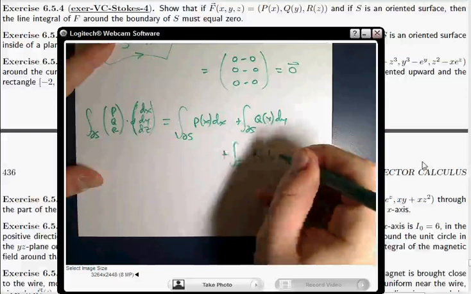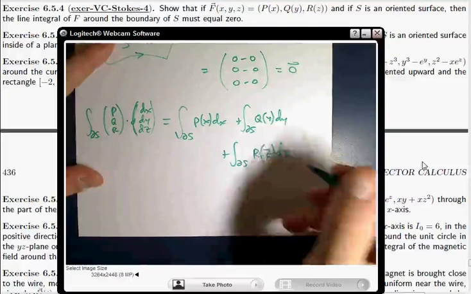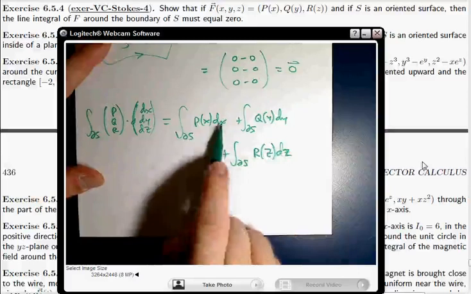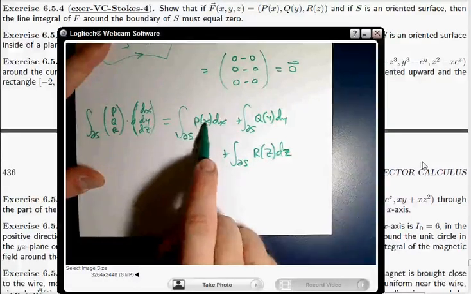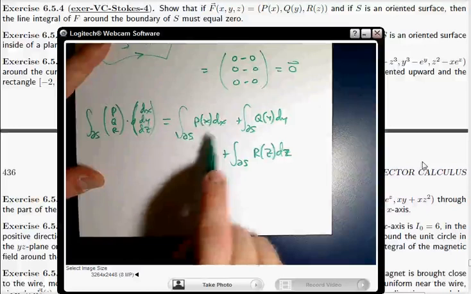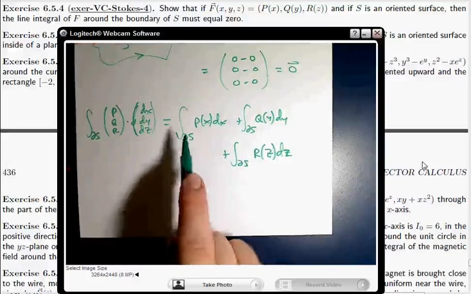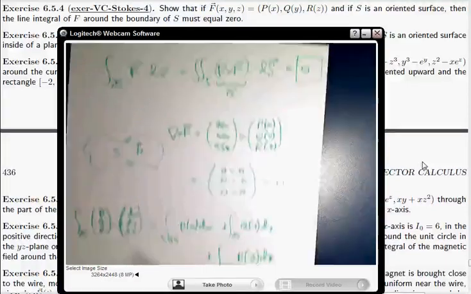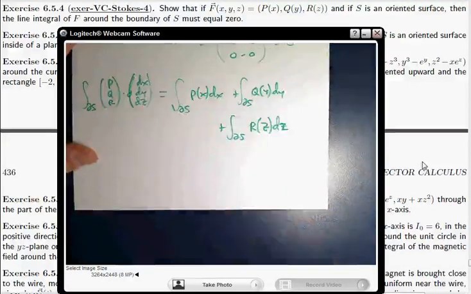R of z dz. And we've already seen in the Green's theorem section that integrals that look like this, integrals dx, where the integrand only depends on x, we already know that line integrals like this were 0 in the Green's theorem context. And so you can interpret this fact as saying that the same analogous statement is true in R3.